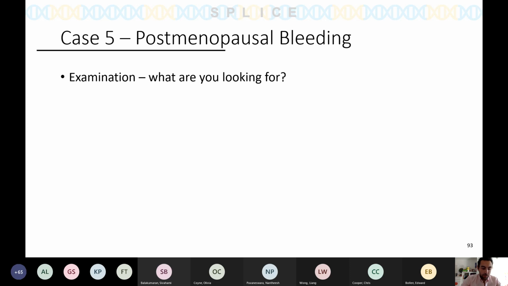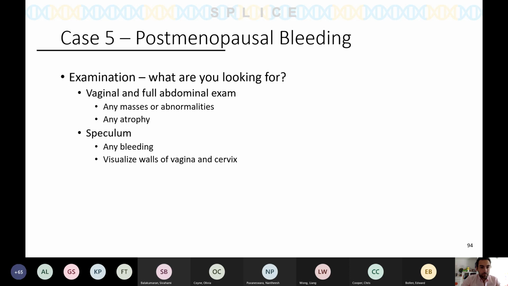So, on examination, what might you be looking for? You want to do a vaginal and full abdominal examination, look for any obvious masses or abnormalities, any atrophy, do a speculum, look for any bleeding, visualize the walls of the vagina and cervix. It could be a cervical cancer, it could be some vaginal growth or something like that.